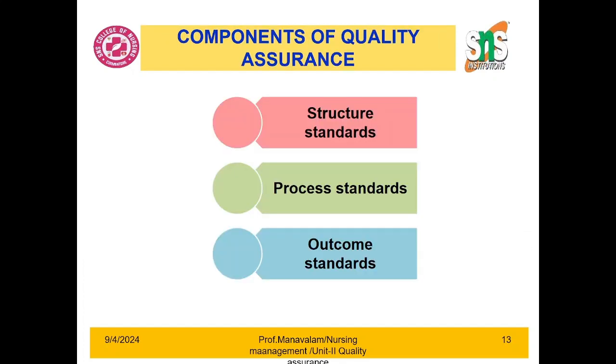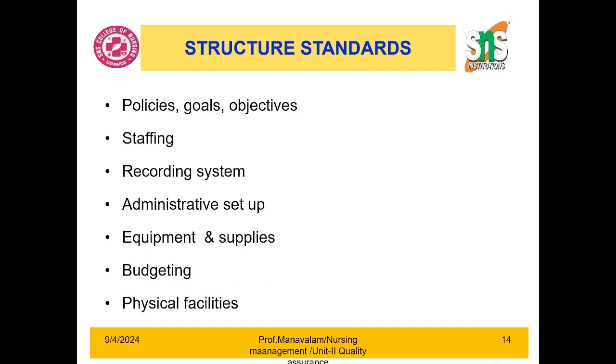Next, move on to the components of quality assurance. It has three components: structure standards, process standards, and outcome standards. One by one we will see in detail. First one is structure standard.